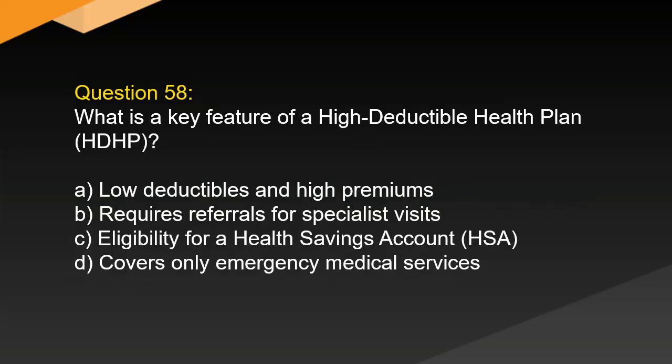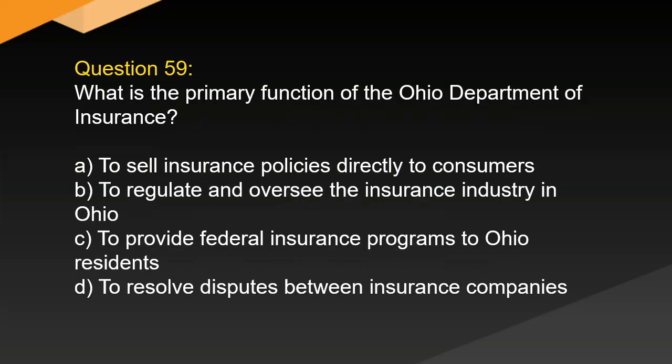Question 58. What is a key feature of a high-deductible health plan? A. Low deductibles and high premiums. B. Requires referrals for specialist visits. C. Eligibility for a health savings account, HSA. D. Covers only emergency medical services.